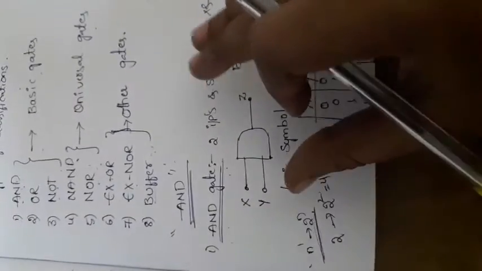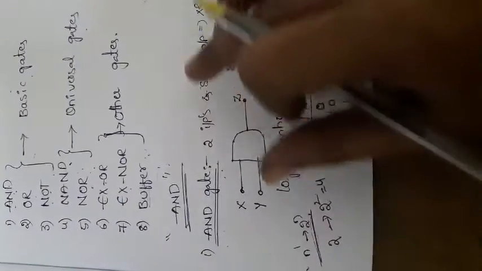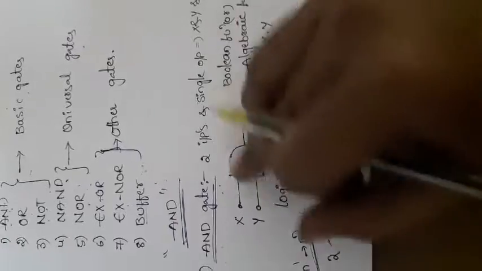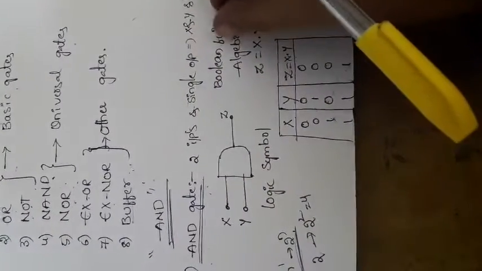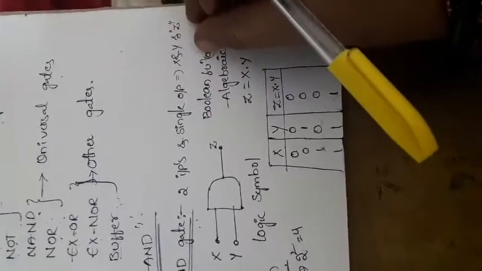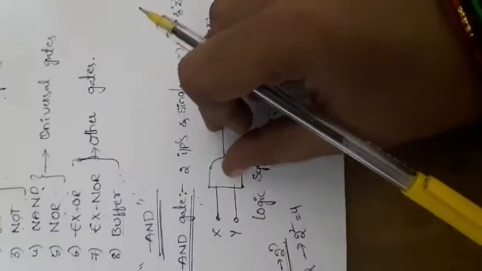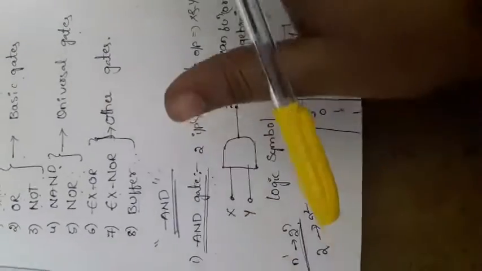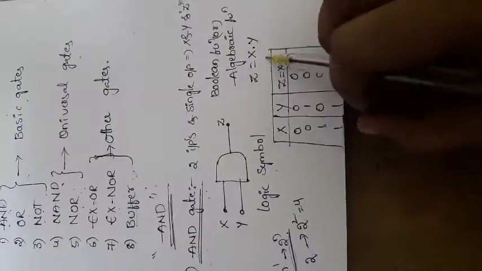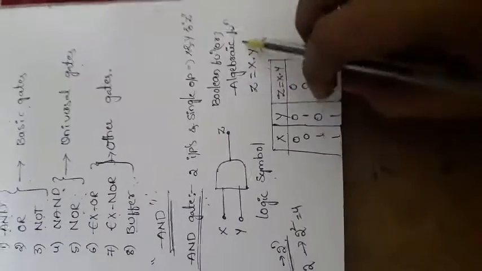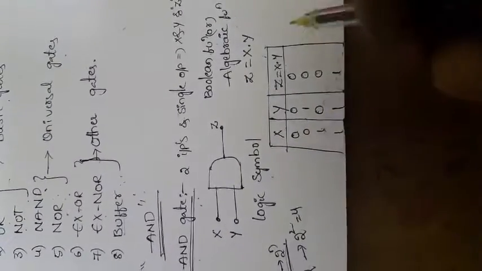For example, I can take two input variables x and y, and the output function is implemented with the multiplication operation. That gate we can consider as the AND gate. This is the logic symbol and this is the Boolean function or algebraic function. By using this algebraic function, we can implement the truth table. The next gate is the OR gate.